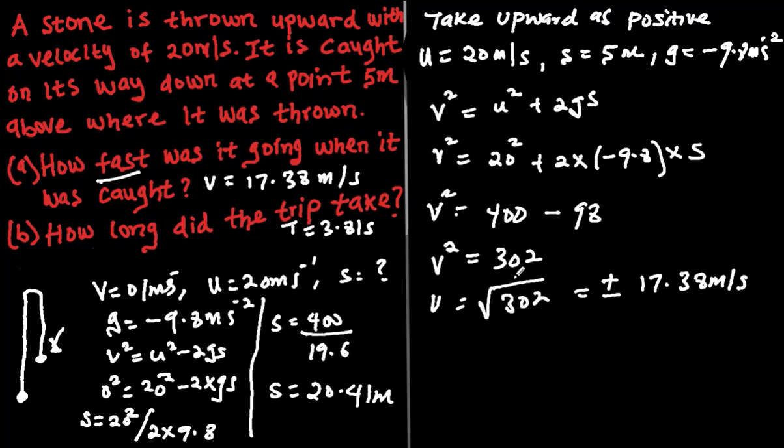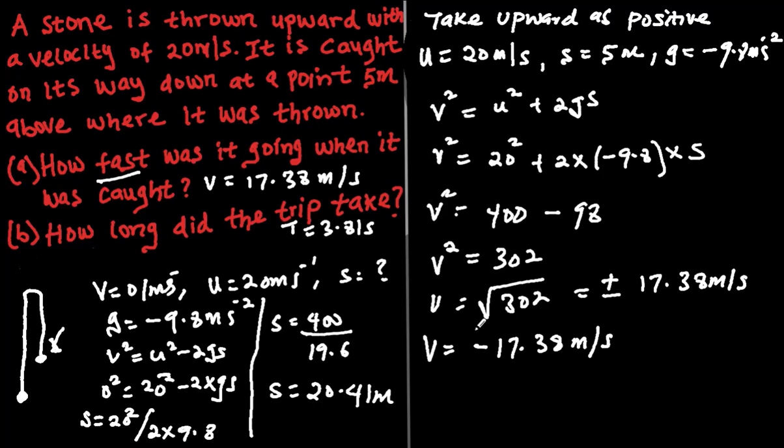Now, which of these should we take? We know that when it was caught, the object was going downward, and we said that we take upward as positive. So that means our velocity is going to equal negative 17.38 meters per second. Negative is correct because the object is going downward. Now, in the first case, like in the first method that we did, what we're concerned about is the magnitude. But now in advanced questions, you have to take note of your direction, because velocity is a vector quantity. You have to take note of your direction.